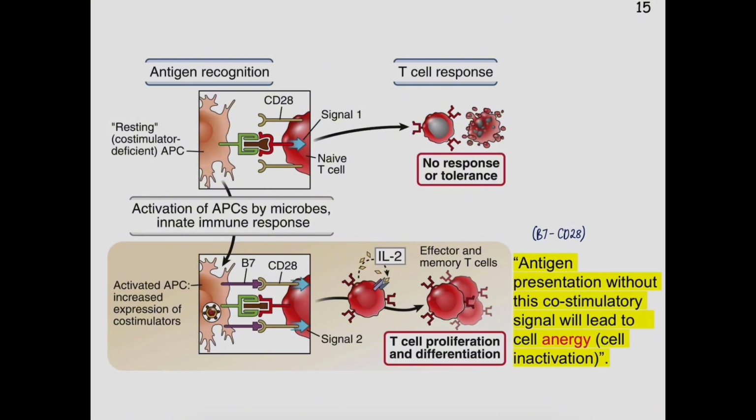Now, in the case that we have MHC binding to TCR, which is our first signal, but we do not have B7 and CD28 binding, which is our co-stimulatory signal, there would actually be no T cell response. So there would be no activation, no proliferation, and no differentiation. So antigen presentation without the co-stimulatory signal will lead to anergy, which is cell inactivation.